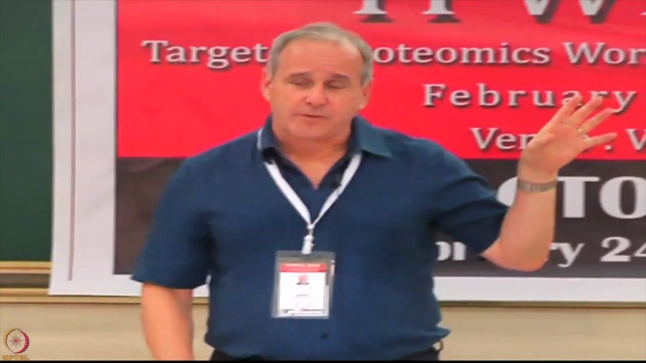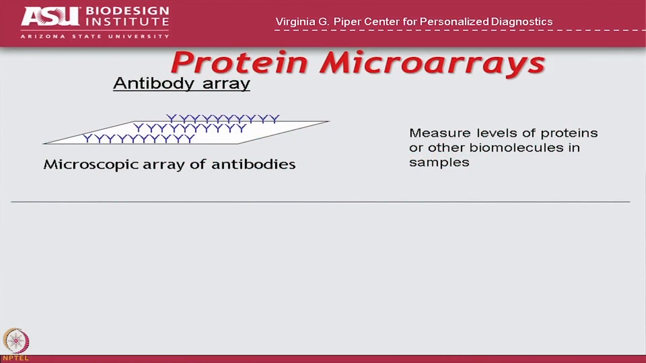Now, there are two kinds of protein arrays. The first kind, which I'm not going to spend a lot of time on, are these antibody arrays where you print an array on a microscope slide. You put antibodies down that recognize different proteins on them, and then you use those arrays to probe a sample to capture whatever proteins are in that sample as a way of measuring the levels of those proteins in the sample.